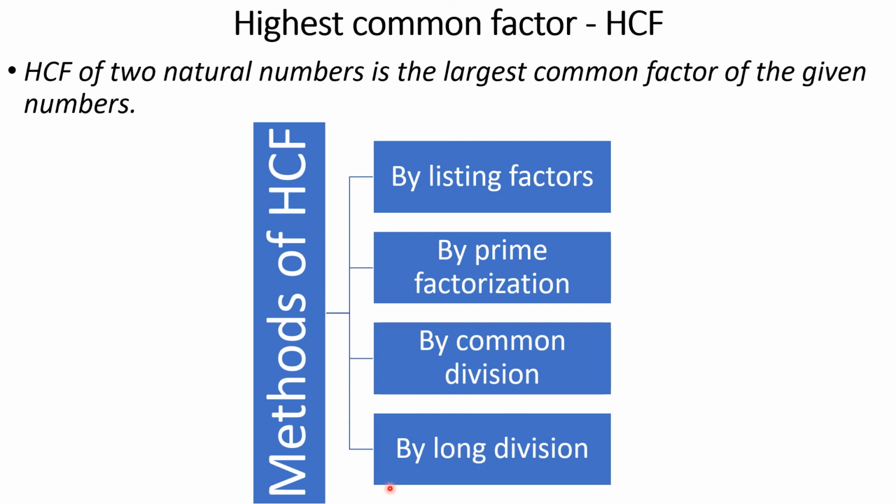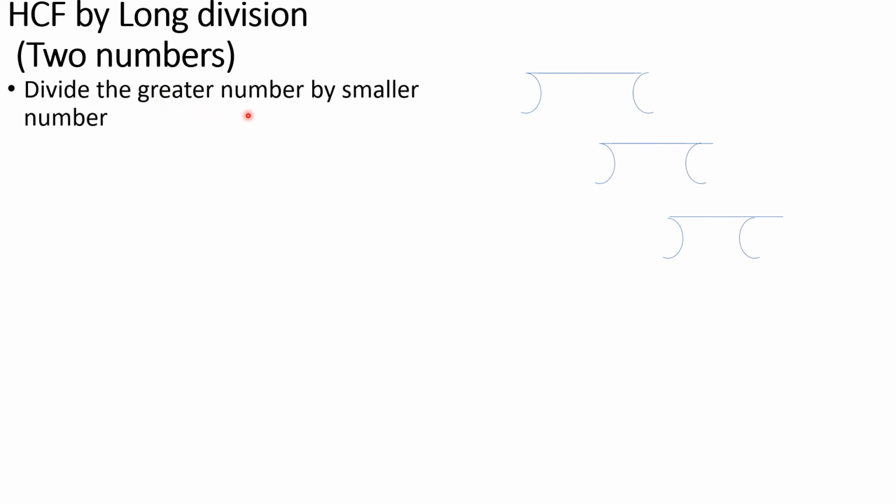Next method is the long division method. And you know this method is suitable for very large numbers, right? So let us see. Now, these are the steps for this method. Divide the greater number by the smaller number. Here, we are discussing the long division method for two numbers.